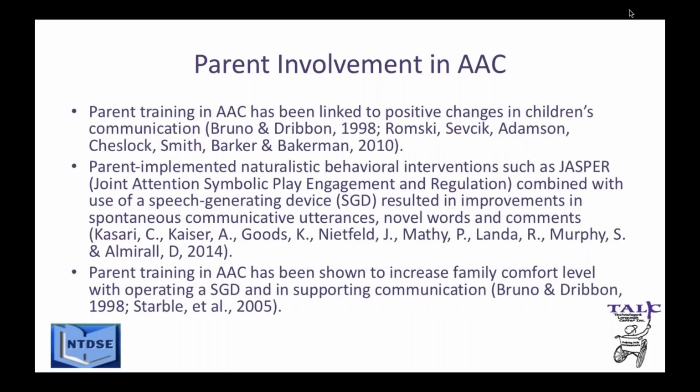Parent training in AAC has been linked to positive changes in children's communication. Parent-implemented naturalistic behavioral interventions such as JASPER, combined with use of a speech-generating device, resulted in improvements in spontaneous communicative utterances, novel words, and comments. And parent training in AAC has been shown to increase family comfort level with operating an SGD and in supporting communication.